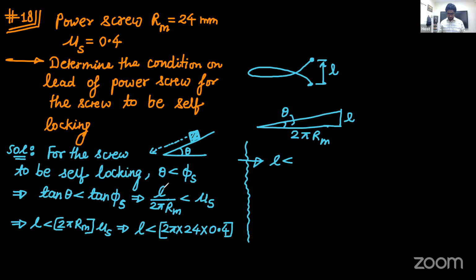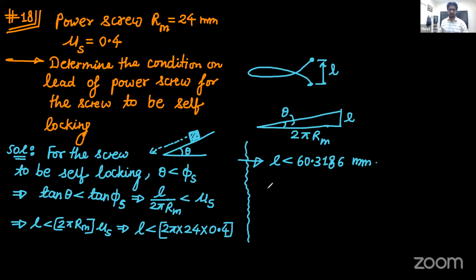That certain value is 2 pi into 24 into 0.4, which is 60.3186 millimeters. If you want the screw to be self-locking, then the lead angle of the screw should not be much more. Otherwise, what will happen? The weight will automatically fall down. Cool?